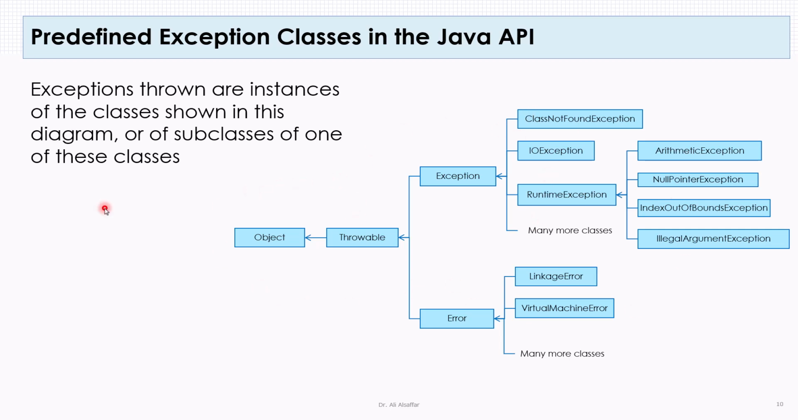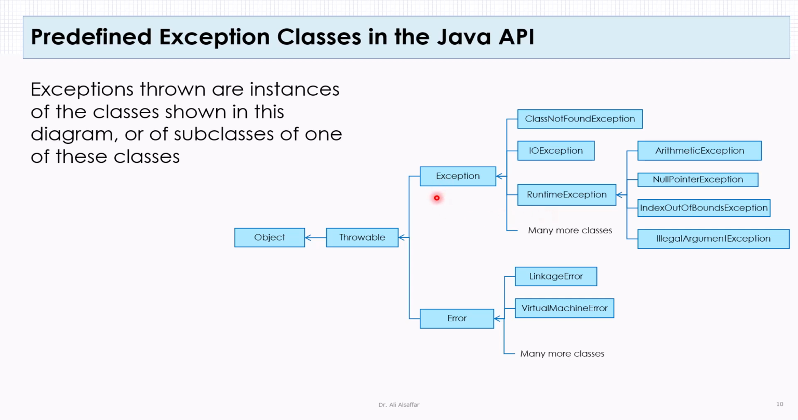In other words, every exception thrown in our programs is in fact an instance of the classes shown in this diagram, or of subclasses of one of these classes. For example, the arithmetic exception that we have introduced in the previous examples is a subclass of the runtime exception class, and the runtime exception class is a subclass of exception, and so on.